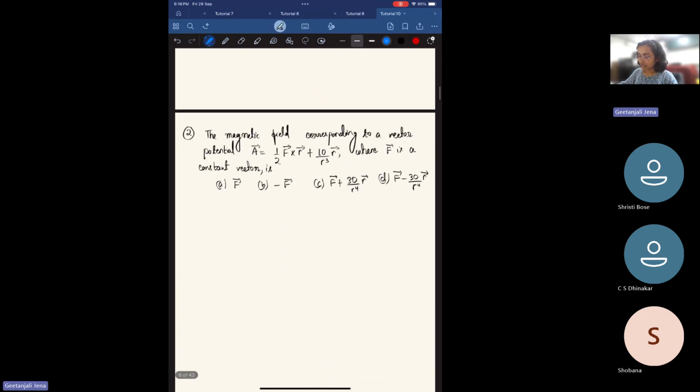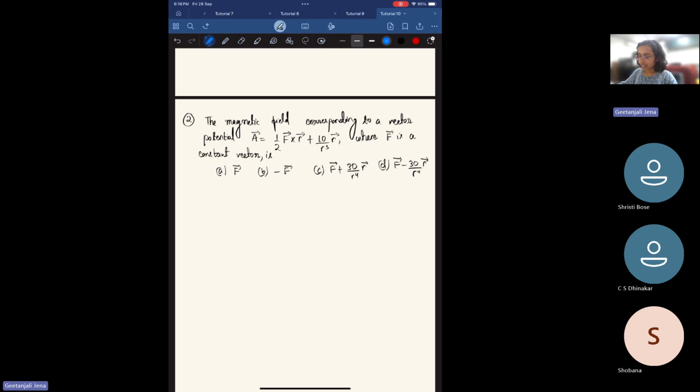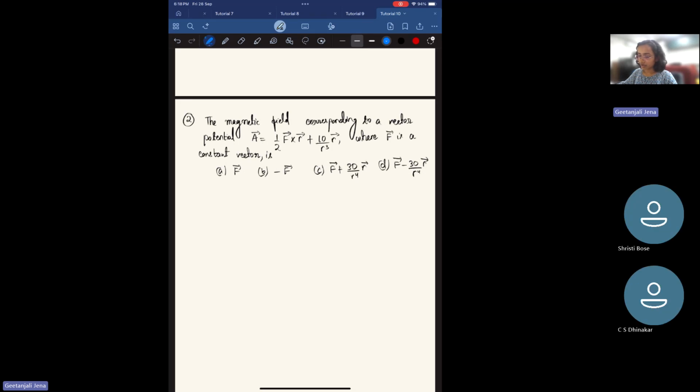So let us move to our next problem. There is a magnetic field corresponding to a vector potential A. It's given A is half F cross r plus 10 by r cube r. F is a constant vector. So you need to find out what is the magnetic field corresponding to this vector potential.